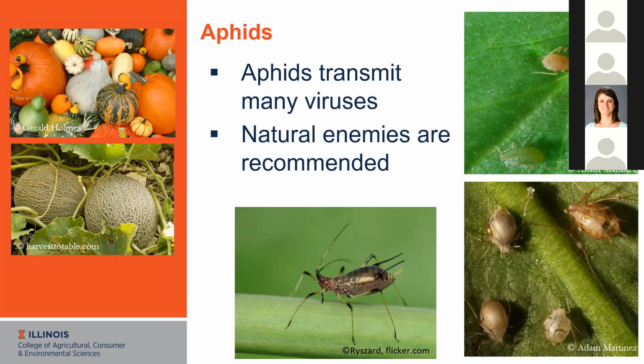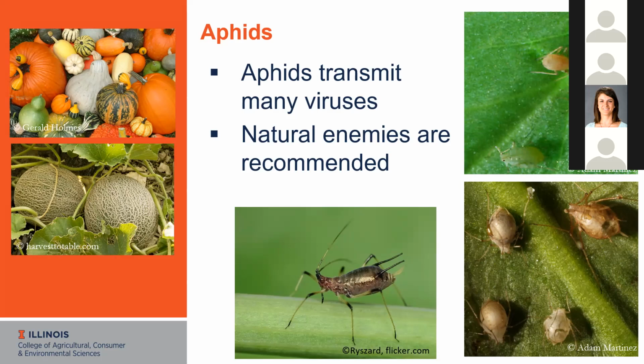You can avoid some of these viruses by planting early. And natural enemy conservation or release is recommended for control of aphids. So parasitoids and predators can be conserved by not using broad spectrum insecticides, or you can purchase them for release. And the advice to use natural enemies would be the same that I would give if you had a thrips infestation or whitefly infestations, or if you had a mite problem.